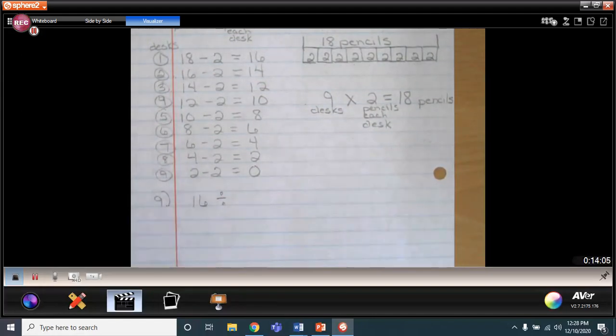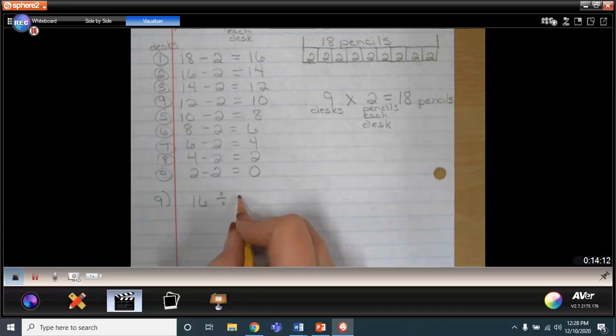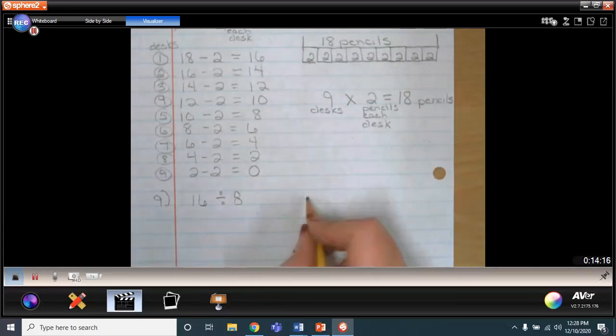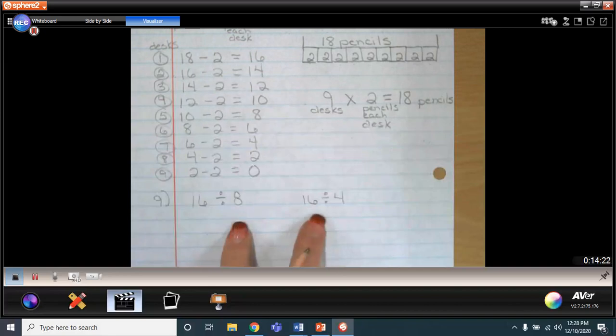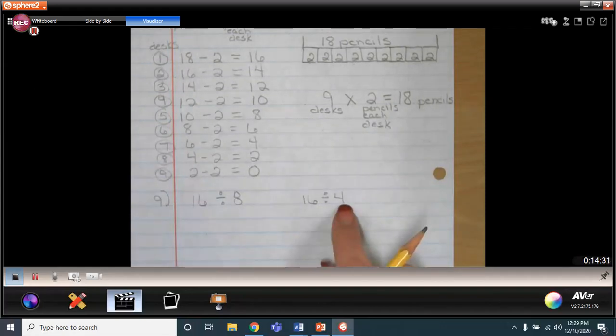So this is what we were working on yesterday, where we were taking a total and putting them into groups. So let's think about this. If he takes these 16 planes and puts them on shelves, he's got 2 different ways that he could do this. He could put 8 planes on each shelf, or he could put 4 planes on each shelf. How many shelves is he going to need?